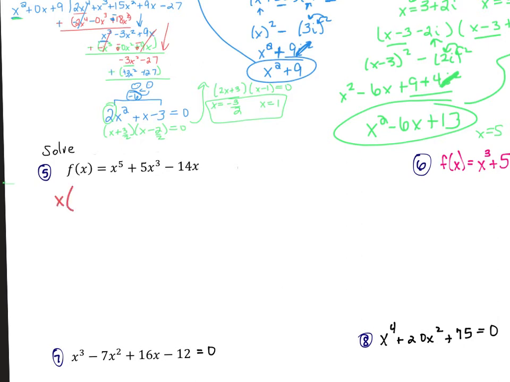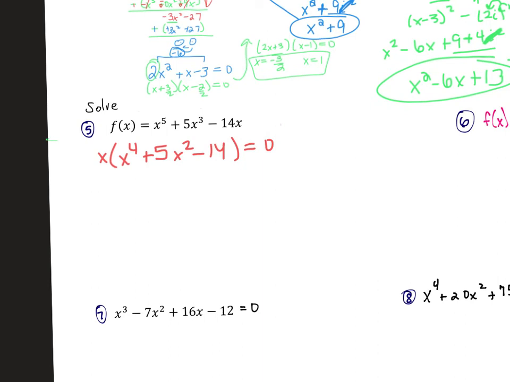So I'm going to take out an x, and I'm left with x to the fourth plus 5x squared minus 14 equals 0. So now I say, okay, this is a trinomial. Can I factor it? Well, yes, you can, because, guys, what times what gives you x to the fourth? That'd be x squared. And then what times what gives you a negative 14 when you multiply, but a positive 5 when you add? That'd be a positive 7, negative 2.